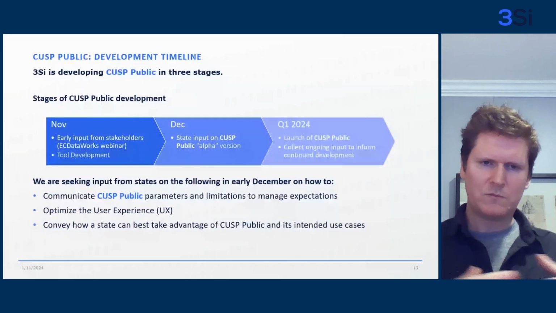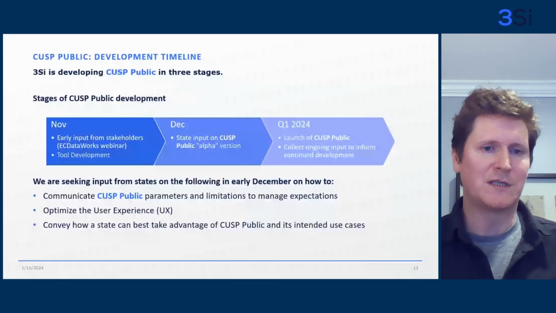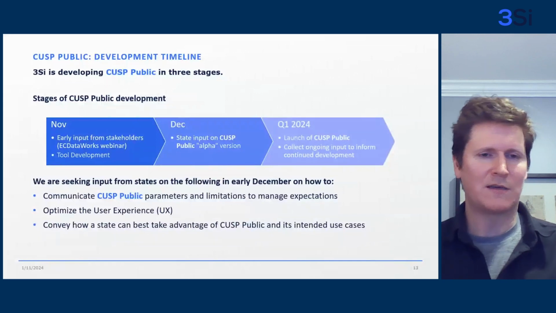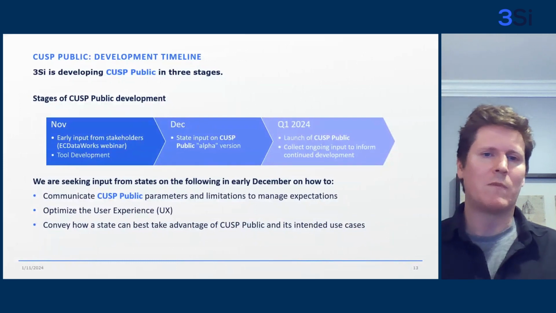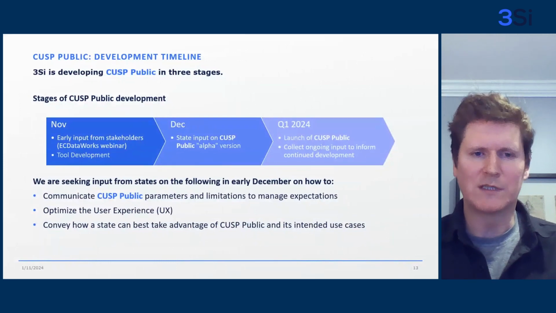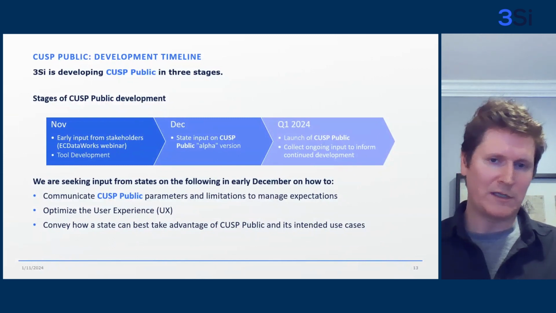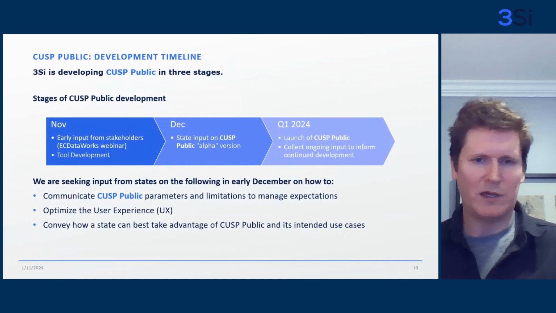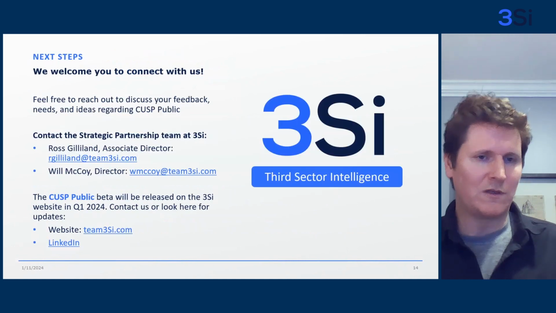In terms of where we are in the development process, we've completed some of these early rounds of state input. So we had a webinar shared with many states, convened and facilitated by EC DataWorks. We've been having individual state discussions in the months of December and January to collect their feedback. And now we're in this final stage of ongoing development, and we'll be launching the beta of CUSP Public towards the end of Q1 of 2024.